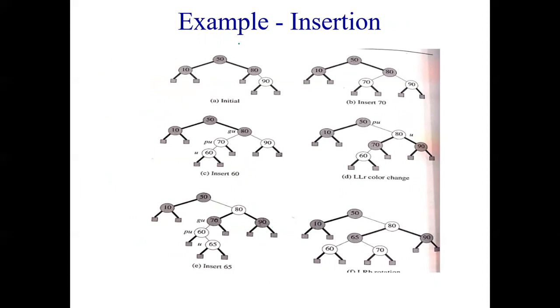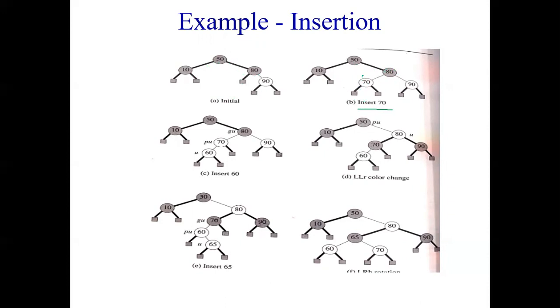Okay. So here is a binary red black tree. Initially, the tree is like this. It is a red black tree. First, we are inserting node 70. So the insertion logic is similar to that of a binary search tree. As usual, 70 is greater than 50, so go right. 70 is less than 80, so go left. So 70 is inserted here.